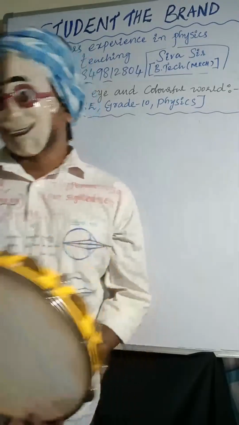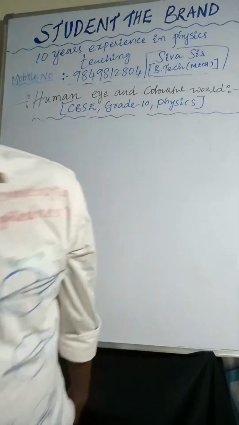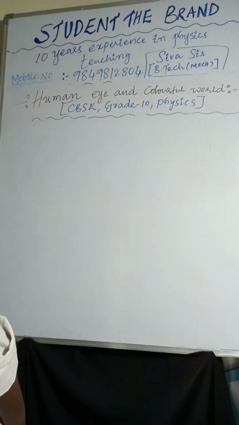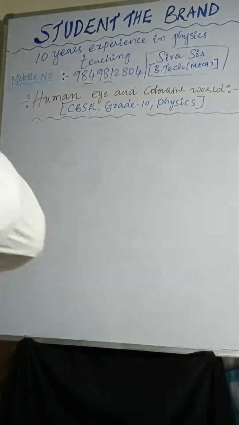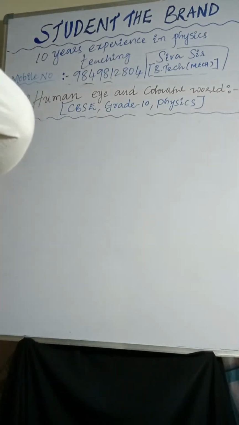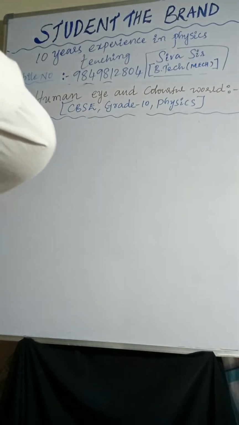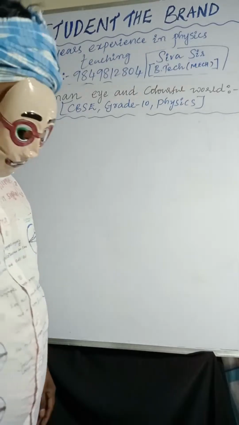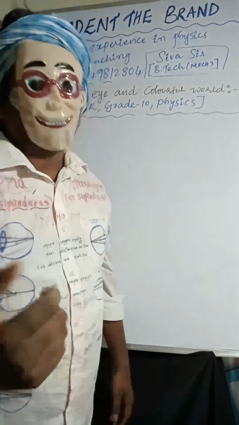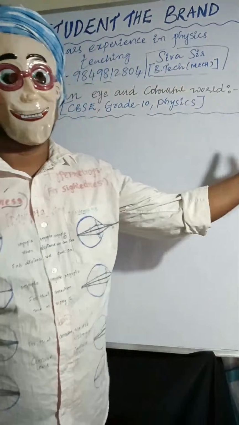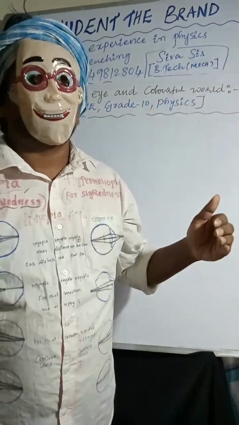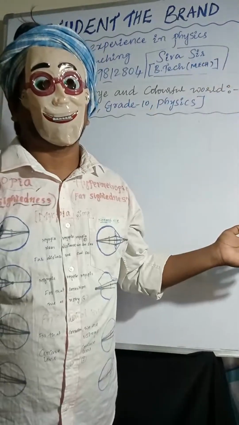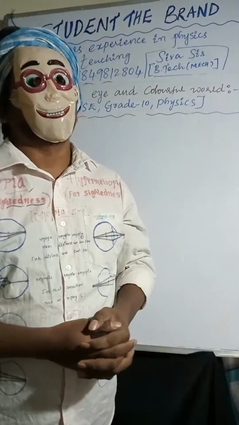So that is about myopia and hypermetropia. In myopia we can see the near distance, we can't see the far distance. For correction we are using concave lens. For hypermetropia we can see far distance, we can't see the near distance. For the correction of hypermetropia we are using convex lens.